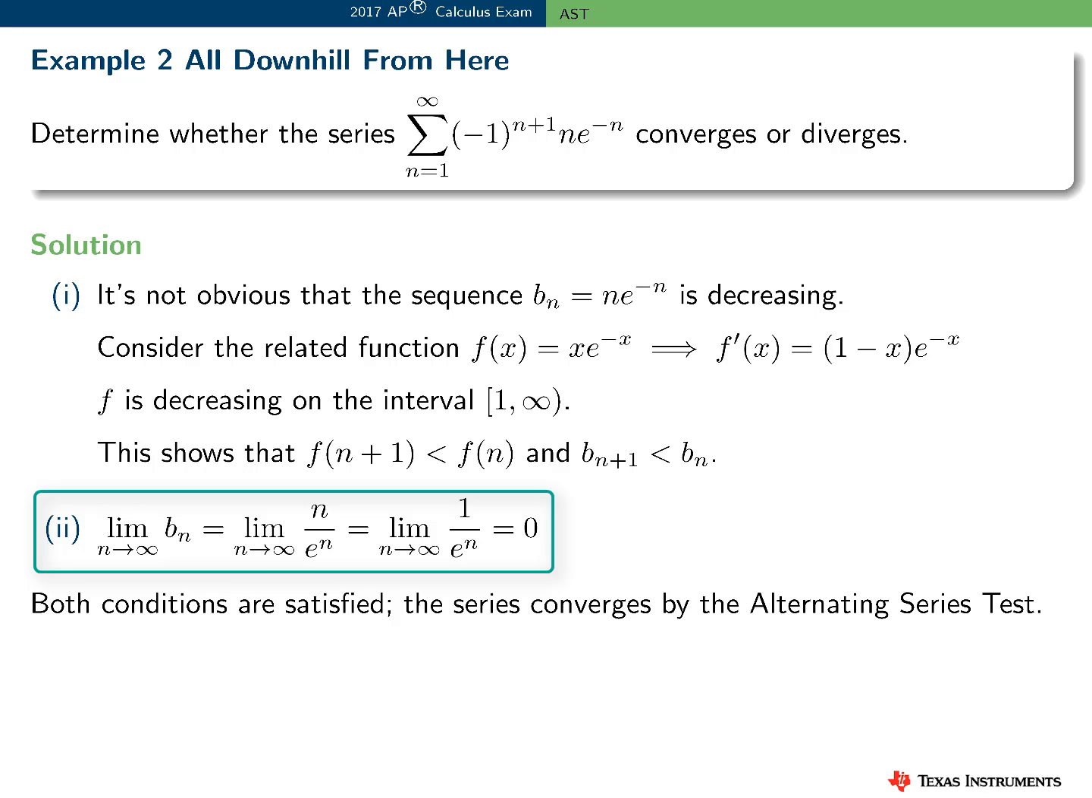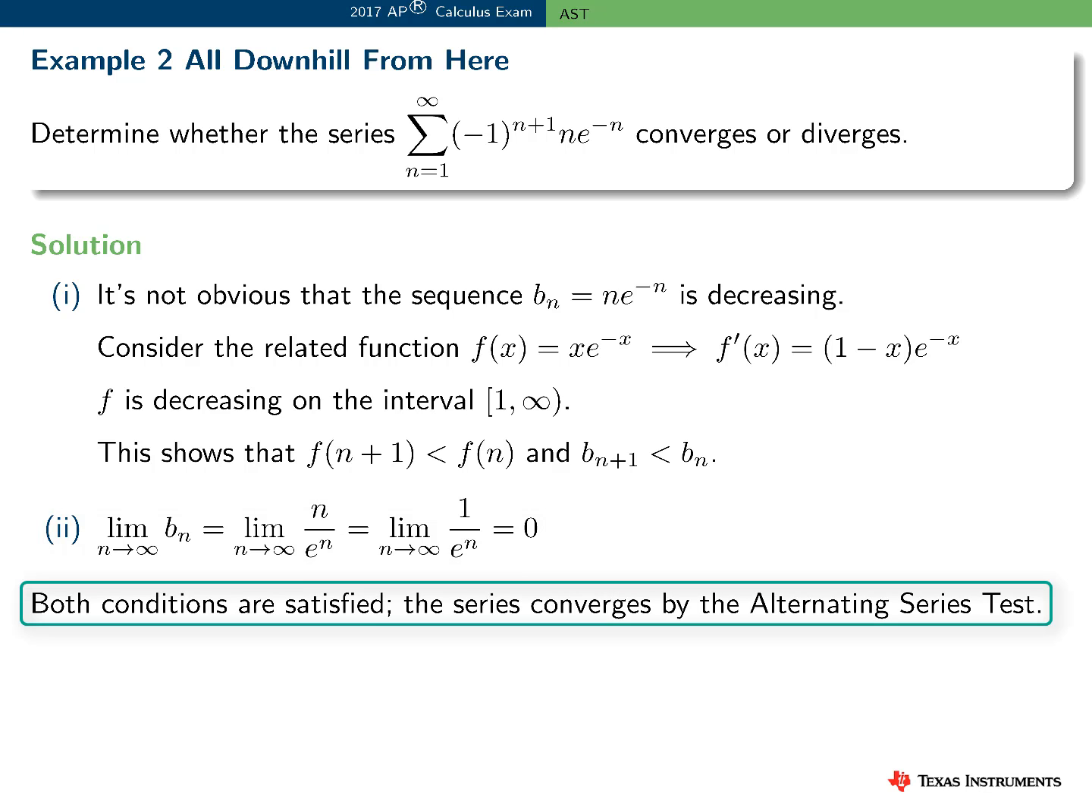To find the limit of b sub n as n goes to infinity, I'll use L'Hopital's rule. The original limit is in the indeterminate form of infinity over infinity. So I take the derivative of the numerator and the derivative of the denominator. And this limit is 0, since the numerator is constant and the denominator increases without bound. So, since both conditions of the AST are satisfied, this series converges.